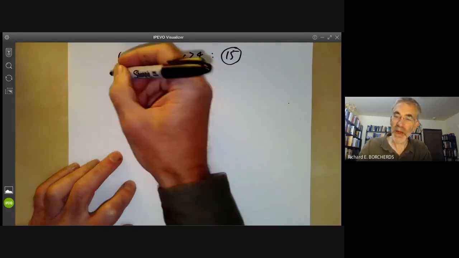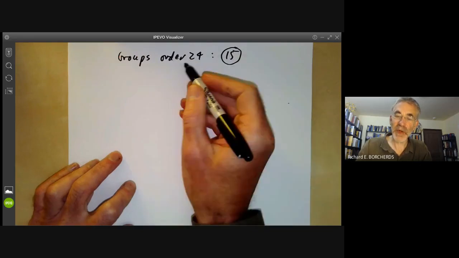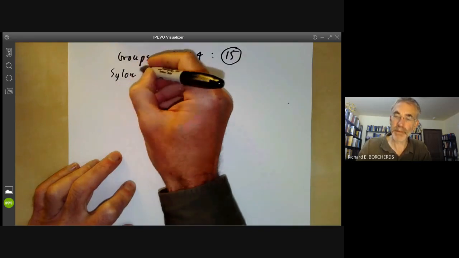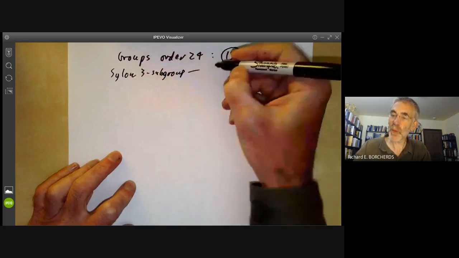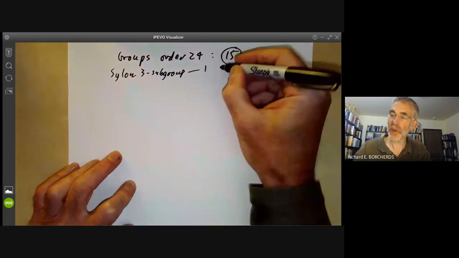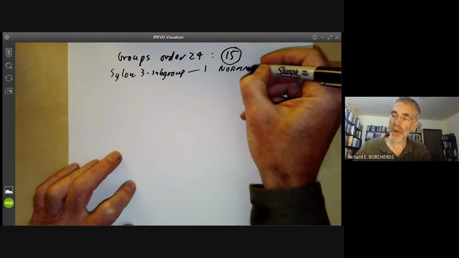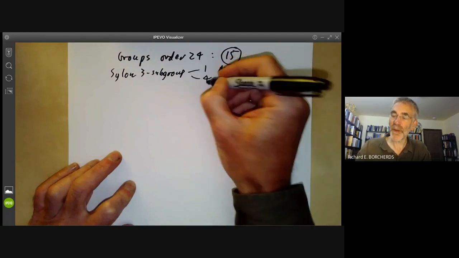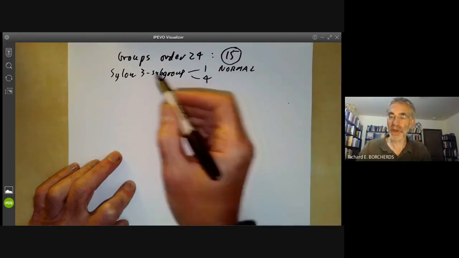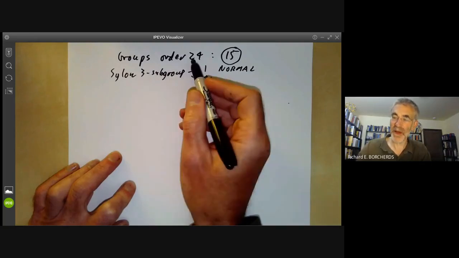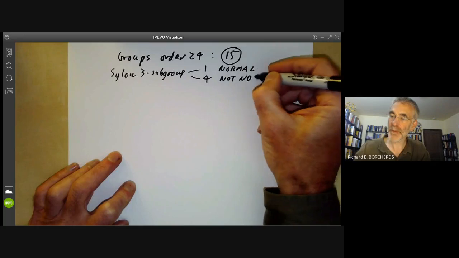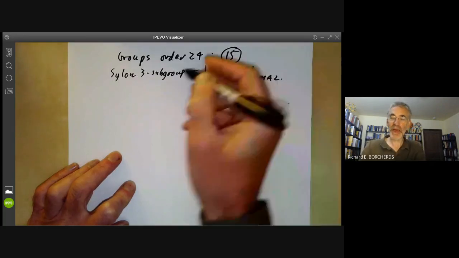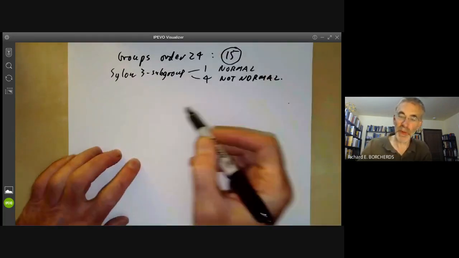First of all, there's a Sylow-3 subgroup, and there are two cases. There might be one Sylow-3 subgroup, which is normal, or there might be four, because the number of Sylow-3 subgroups is 1 mod 3 and divides 24, so that's the only possibility, and these are not normal. So let's first look at the case when the Sylow-3 subgroups are normal.